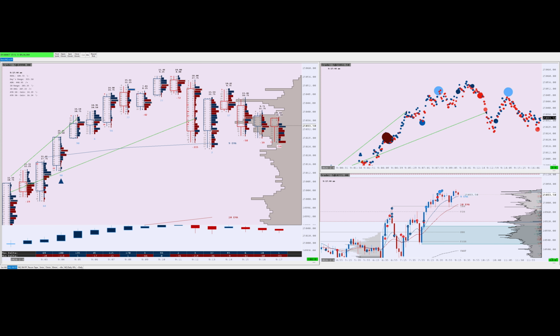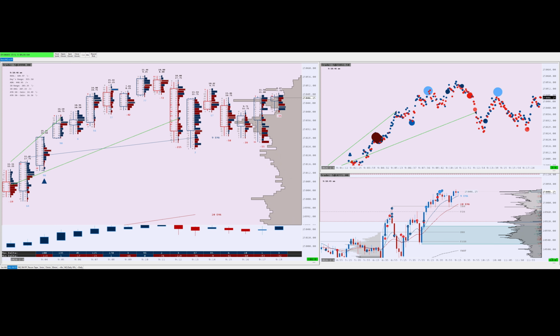So hopefully that was helpful for everyone to see how I manage my trades, how I take my entries and stops and things like that.